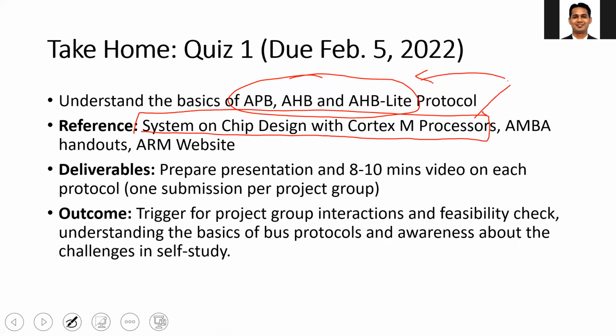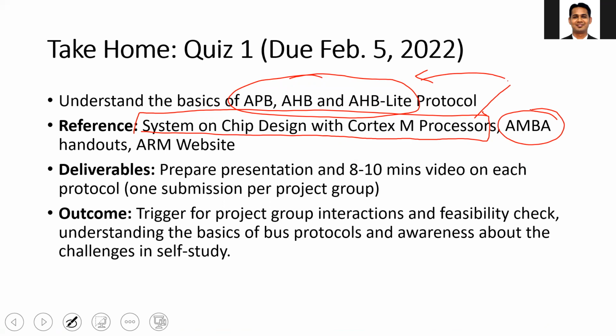If you need more information, you can look at the ARM website for additional material, or you can look at the AMBA handouts. There are also a few videos available online which you can look at to get the understanding. So what is the deliverable?